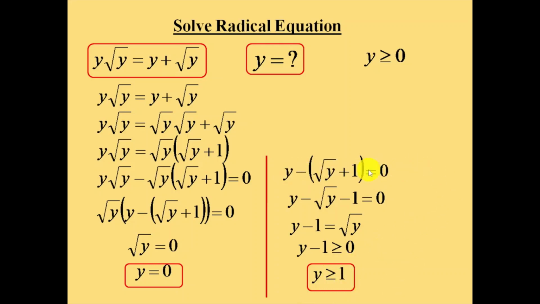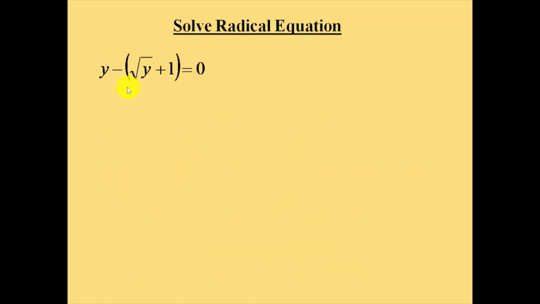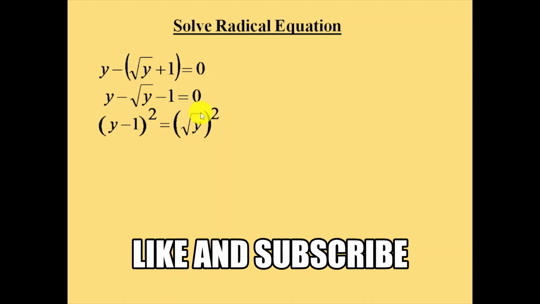Now take this part of the equation again: y minus square root of y plus 1. So it will become y minus square root of y minus 1 is equal to 0. Send this minus square root of y to this side. It will become plus square root of y. Y minus 1 remains this side, and minus square root of y will go to the right side and become plus square root of y, and apply whole square on both sides.